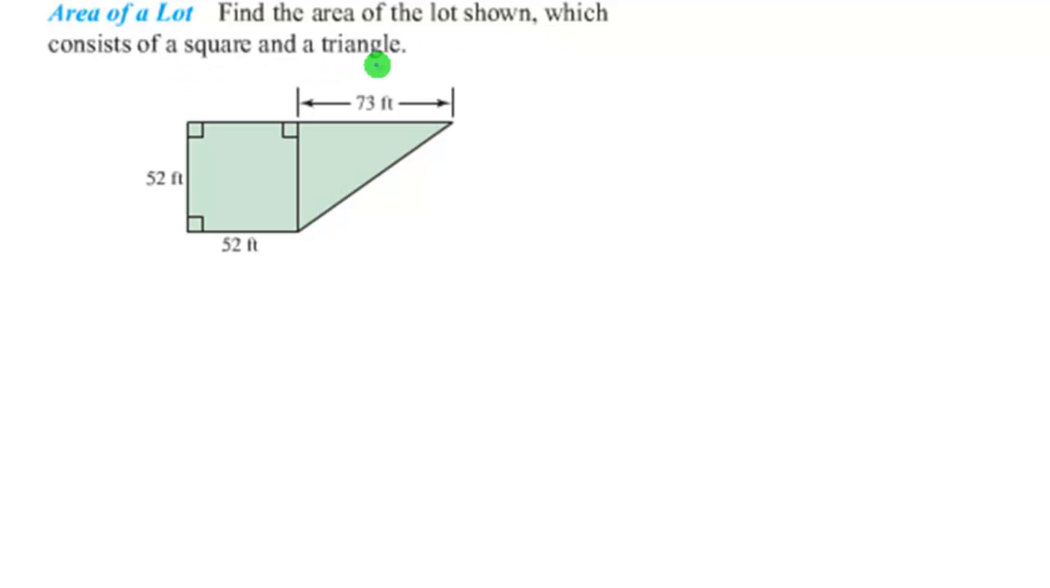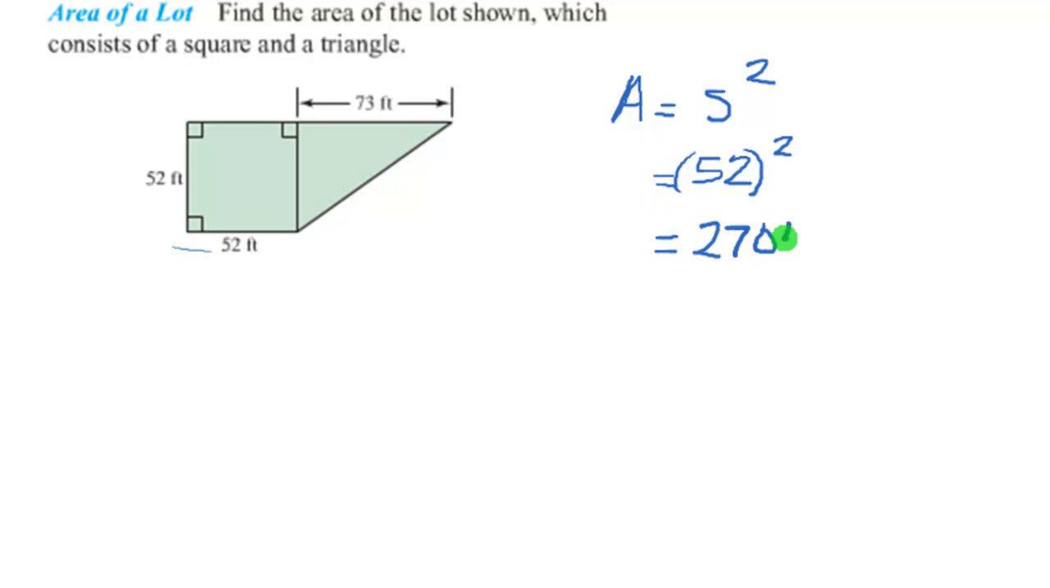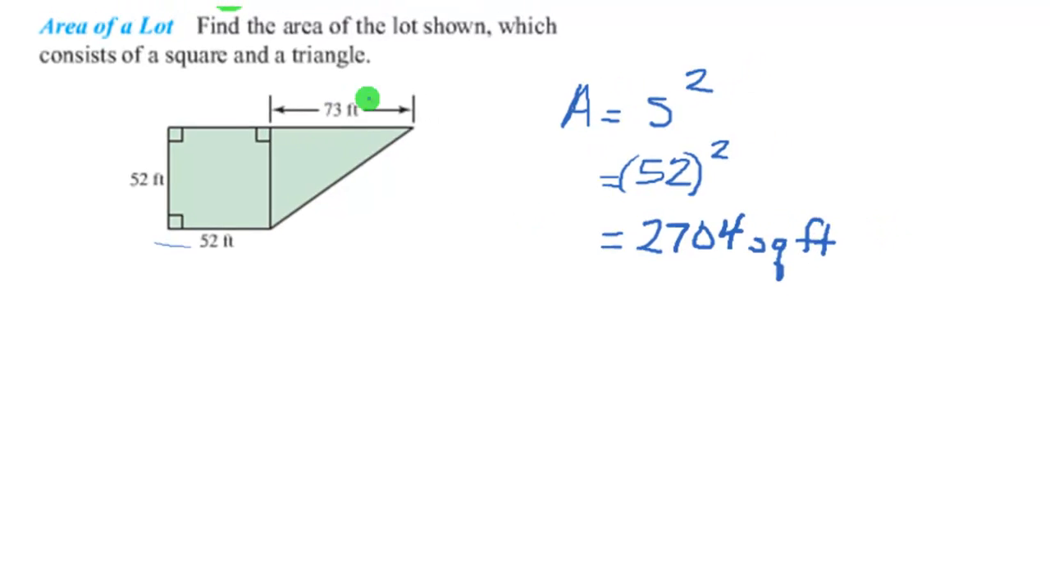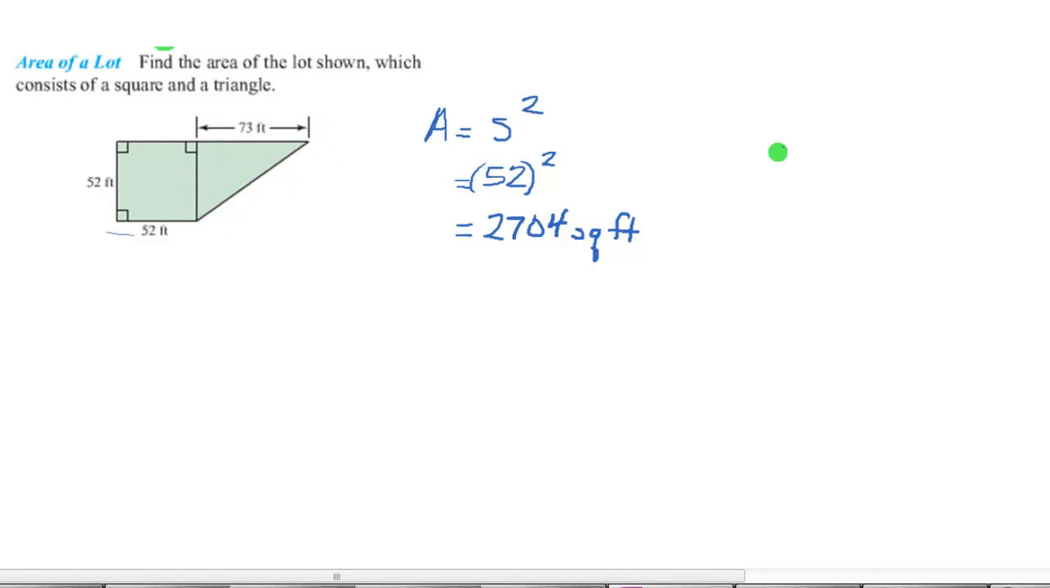Now we have to find the area of a lot, which consists of two figures, a square and a triangle. So we're going to take the area of each figure separately and then add them together. So the area of the square is equal to side times side, or side squared. And the side of our square is 52 feet. So we're going to square 52. And 52 squared is 2,704. So the area of our square is 2,704 square feet.